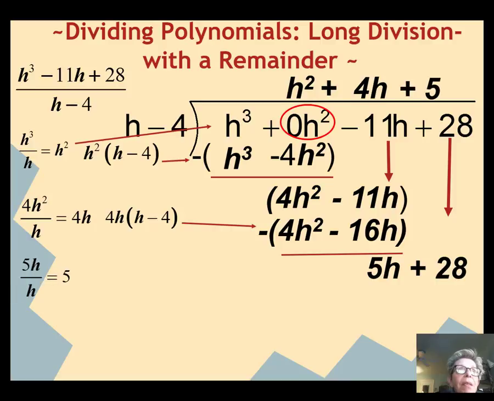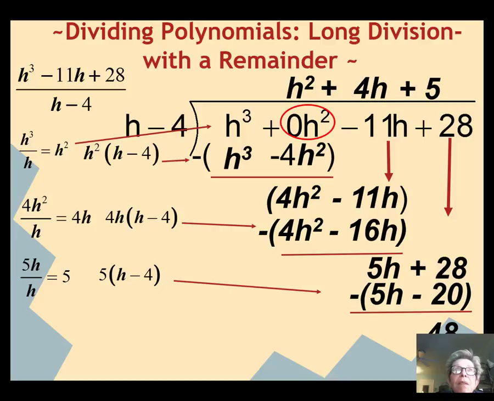Our next step is to take 5x divided by x. That gives us 5. We put that 5 up in the quotient. Then we multiply 5 times our divisor. Gives us 5x minus 20. Keeping in mind that we must subtract, that leaves us a remainder, in this case, of 48.